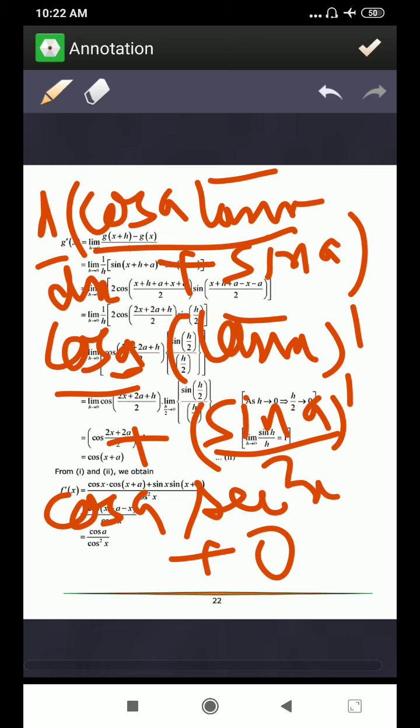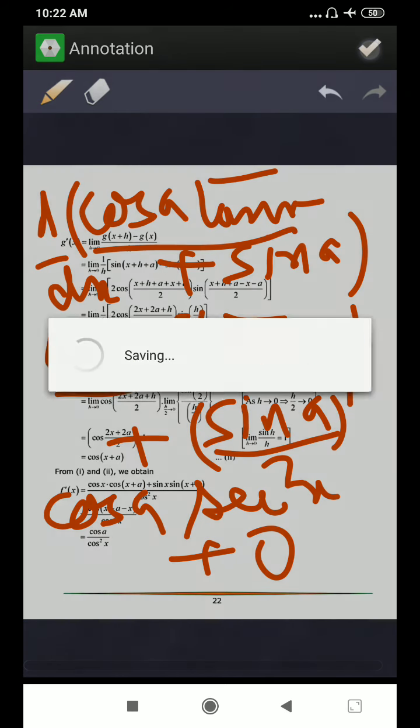In this question, keep in mind cos a or sin a is a constant. You will consider it as a variable and differentiate it only if x is there. If it is cos alpha, cos beta, or cos of something else, we will consider this as a constant. So cos a into sec square x is the answer of this question.